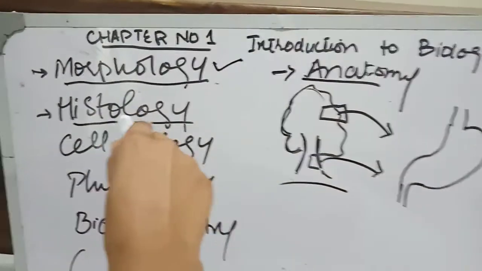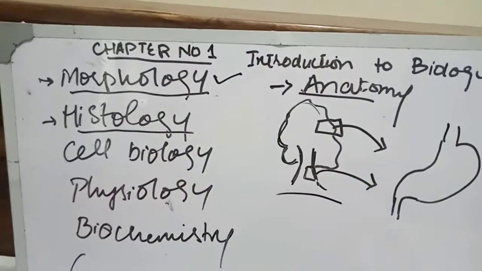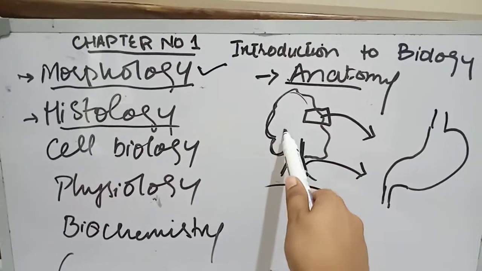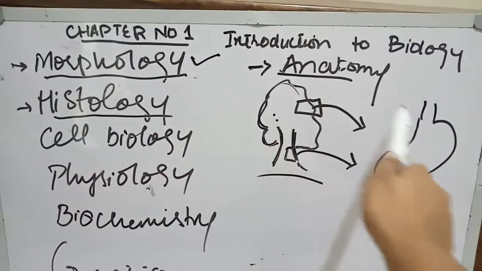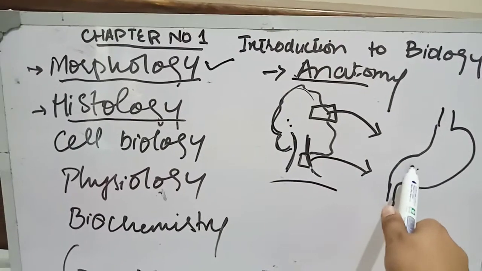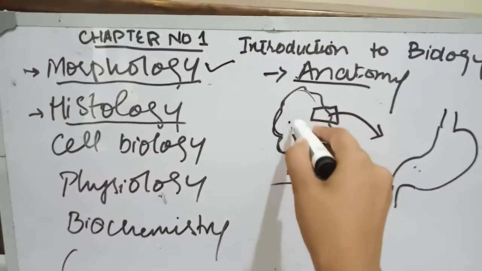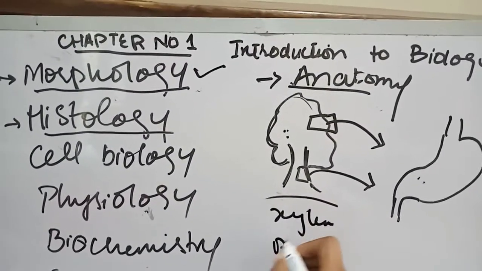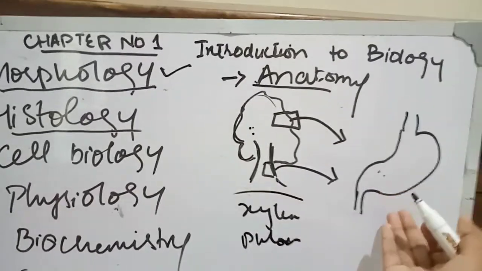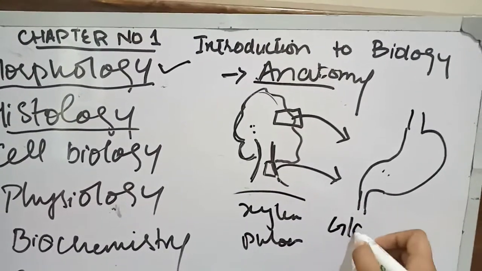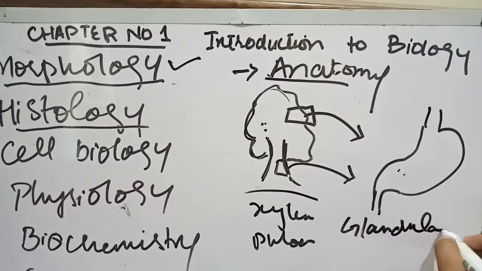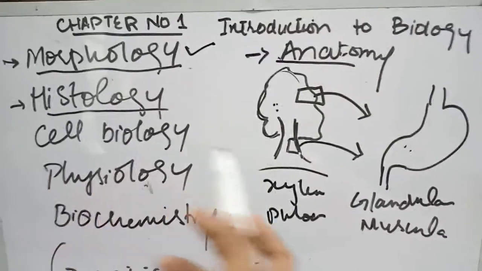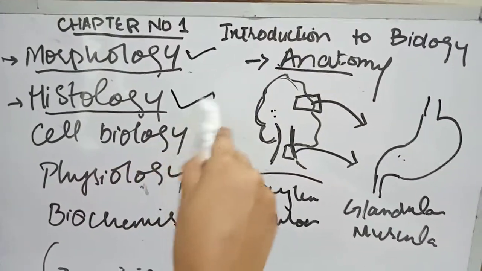Is it clear now? The study of tissues is known as histology. It doesn't matter whether it is the tissues of trees and plants, or the tissues of human beings like the stomach. In case of plants, we take tissue as xylem and phloem. In case of human beings, we can take glandular or muscular tissues. The microscopic study of tissues is known as histology.